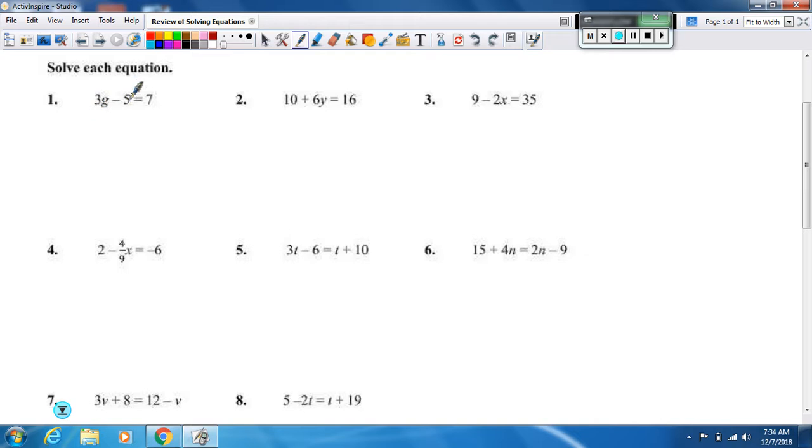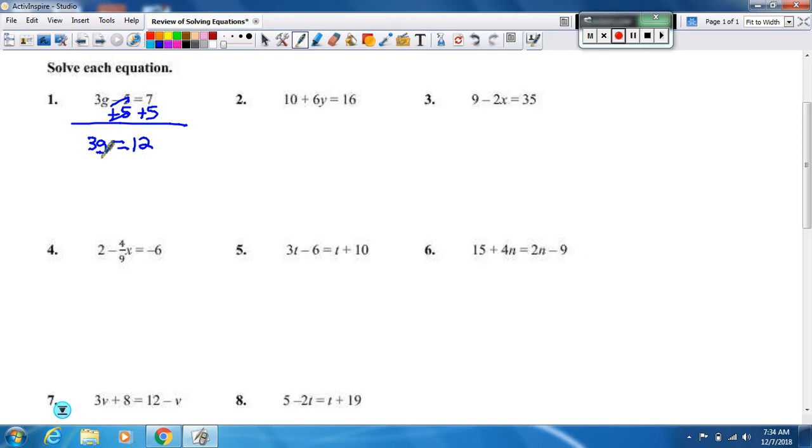So we have to get rid of subtracting 5, and you always get rid of things by doing opposites. So the opposite of subtracting 5 is adding 5. So I'm going to add 5 to both sides. Okay, bring down your 3g. Opposites cancel. That's why you did that. Equals 7 plus 5 is 12.